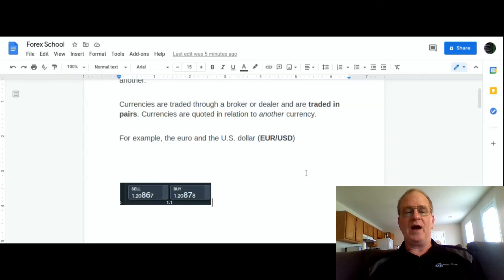So the object, obviously, is if you buy it and pay this price, you need the sell price to go above this in order to sell it back and make profit. In this case, it has to move 1.1 pips. Okay?